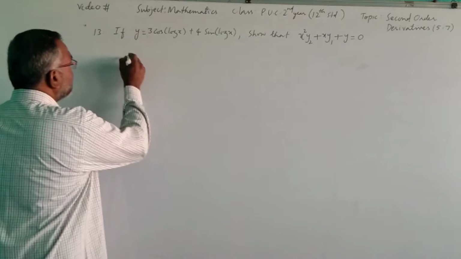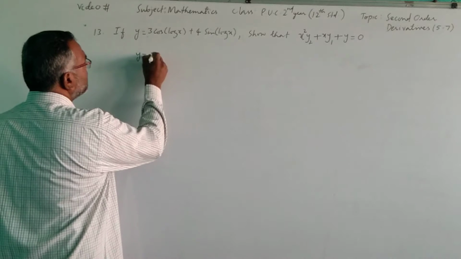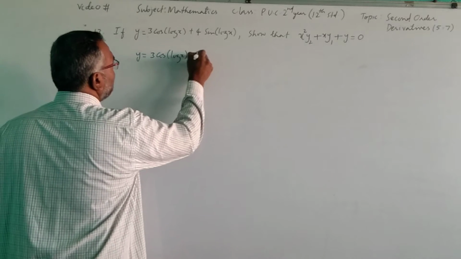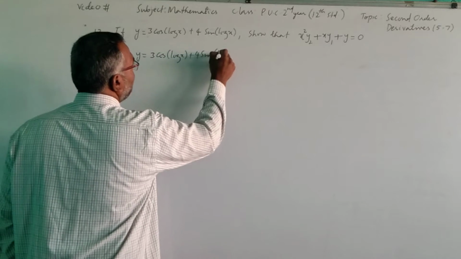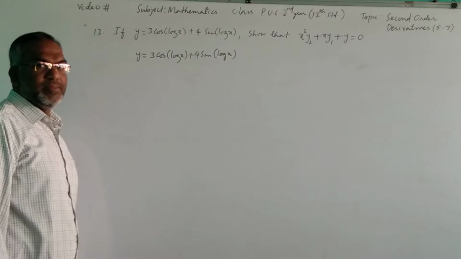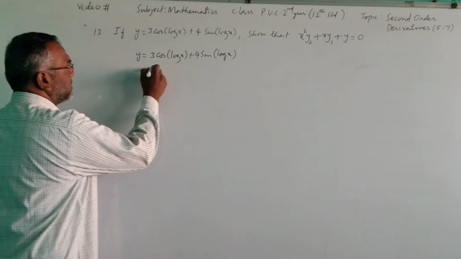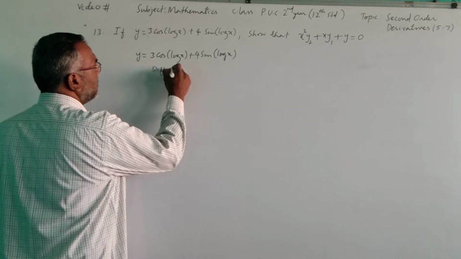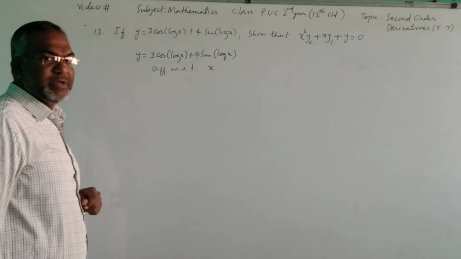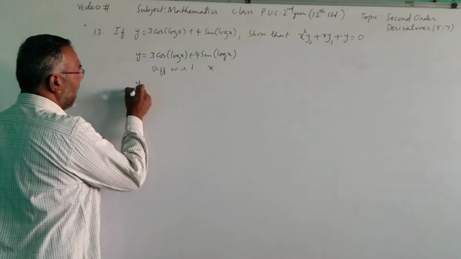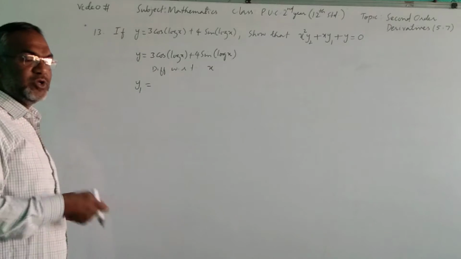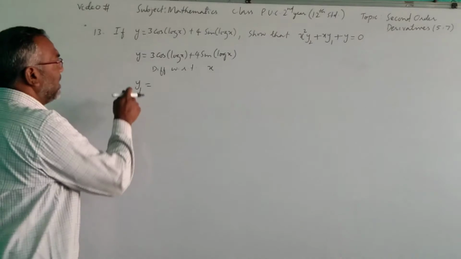So the given equation is y is equal to 3 cos of log x plus 4 sin of log x. This is the question. Now differentiate with respect to x. If we differentiate with respect to x, then we get y1. Differentiation of y is y1, or you can write y dash, or you can write dy by dx, y1.